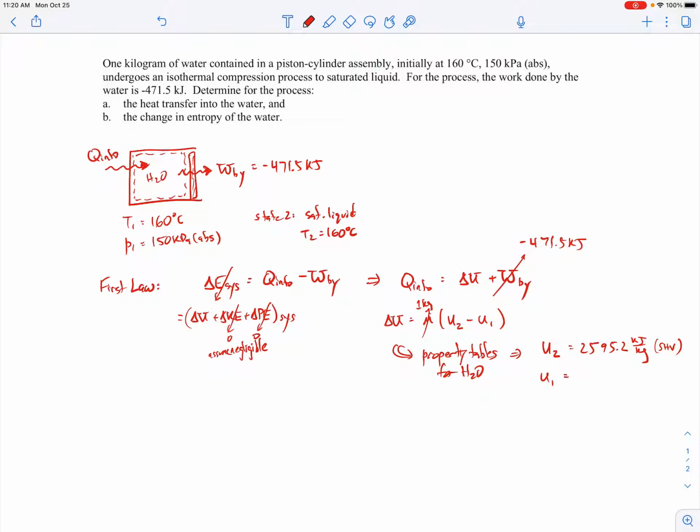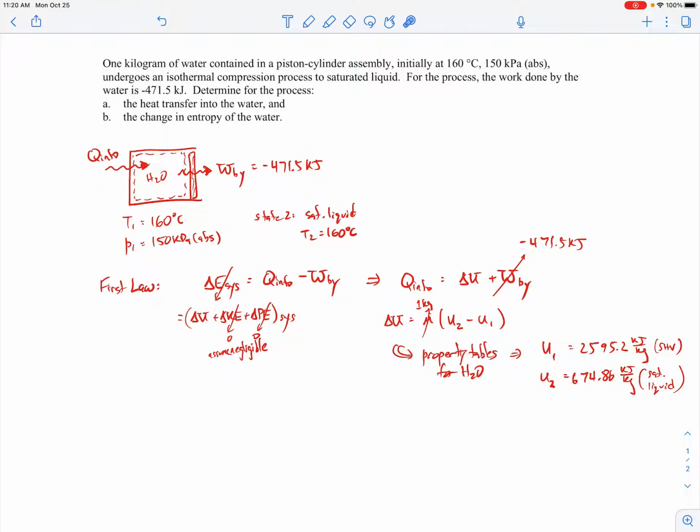And then state 1, which we're told is a saturated liquid, I messed this up. State 1 is the superheated vapor. Apologize for that. And state 2 is the saturated liquid. That's 674.86 kilojoules per kilogram. So saturated liquid. And again, I got these values out of the property tables given in the Moran textbook.